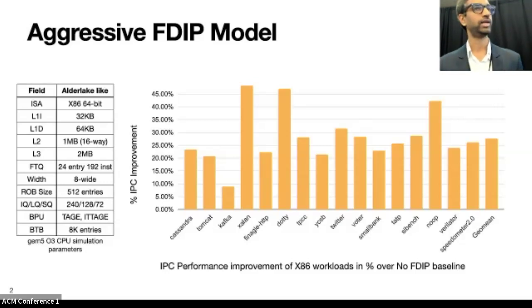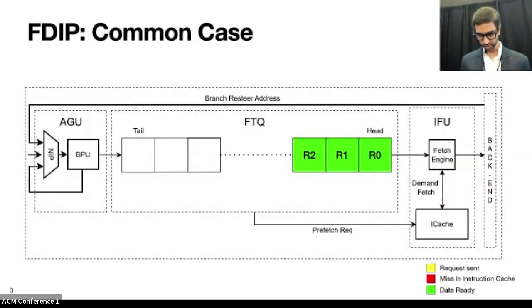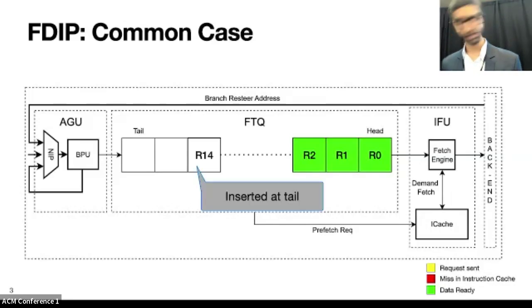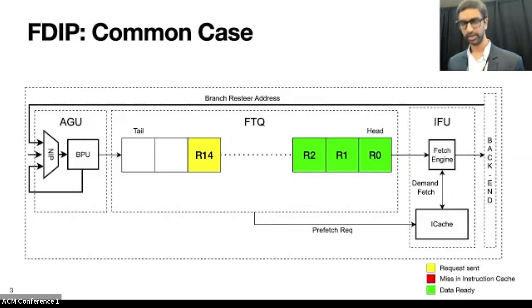To understand the effectiveness of FDIP, let's look at a common example. Here is a common case of FDIP. In this example, all the new entries are added at the tail end of the FTQ. Because the address generation unit can keep feeding the FTQ with addresses in the predicted path, this is the most common case, where you keep adding new entries at the tail end. Here a new entry R14 is inserted at the tail end of the FTQ. The prefetcher is going to take a look at the FTQ and issue a prefetch to R14. So a request is sent. Imagine that after probing the iCache, you realize that R14 is missing in the iCache. Now you need to forward this request to L2.